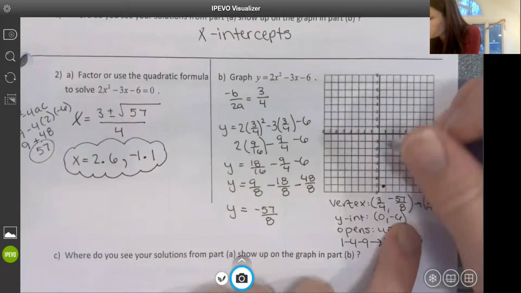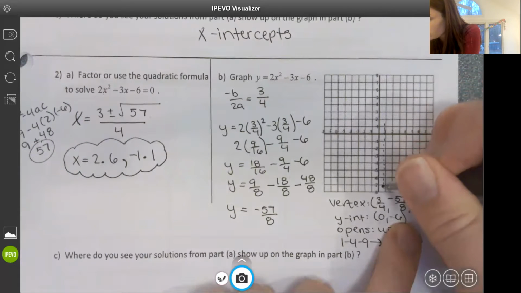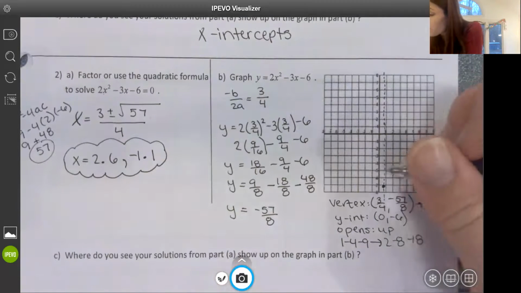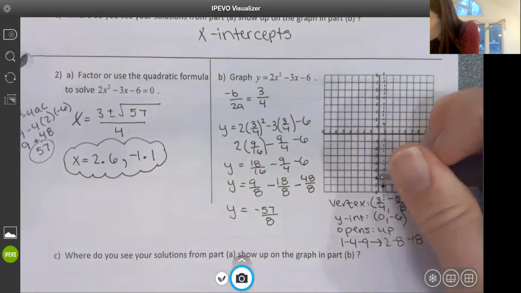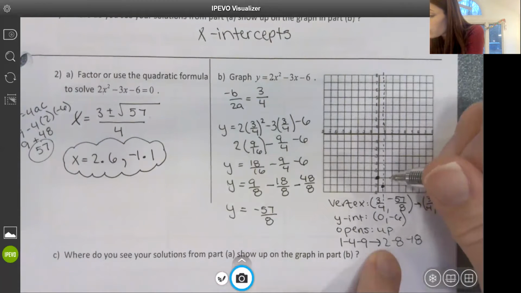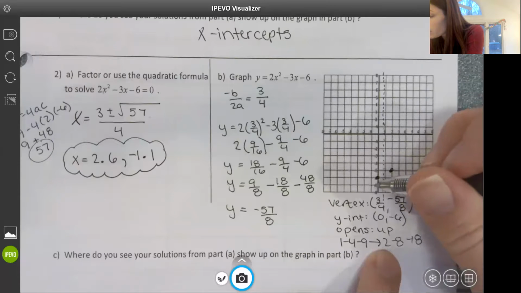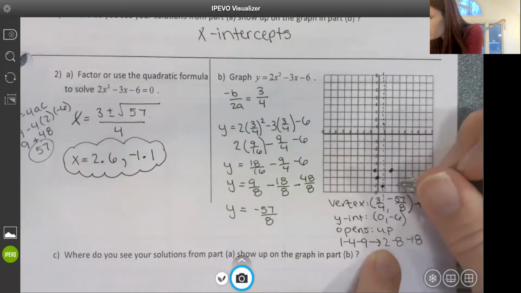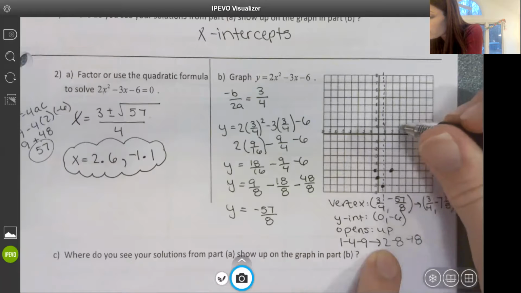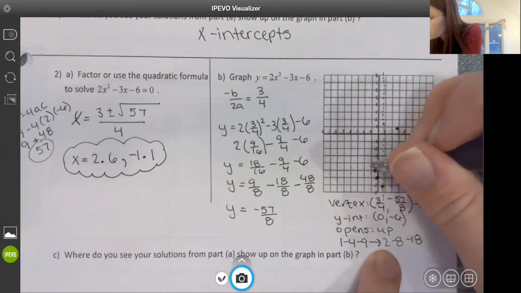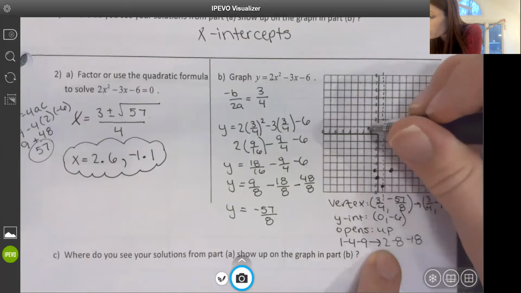Maybe I'm there. Not perfect, but pretty good. My y-intercept is 0, -6. So I'm just going to place that point on there. And then I'm going to go over 1, up 1, 2, and over 1 the other way, up 1, 2. I'm going to go over 2 and up 8. 1, 2, 3, 4, 5, 6, 7, 8. And same on the other side. Over 2, up 1, 2, 3, 4, 5, 6, 7, 8.